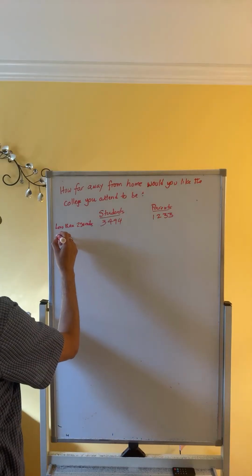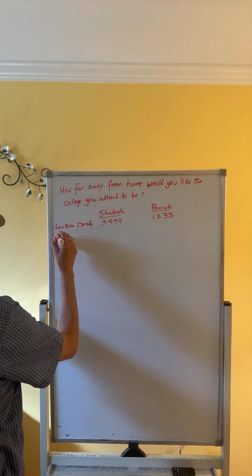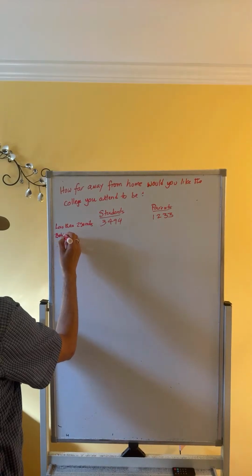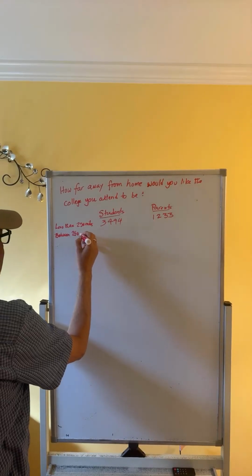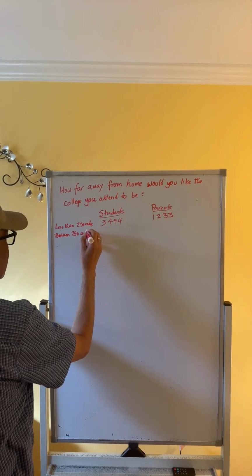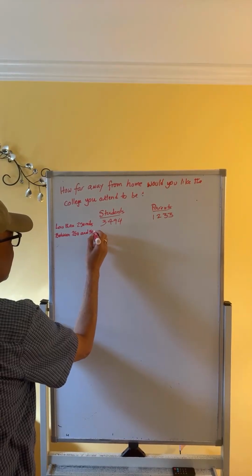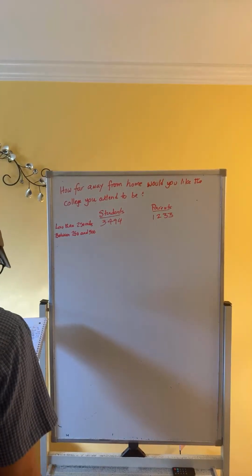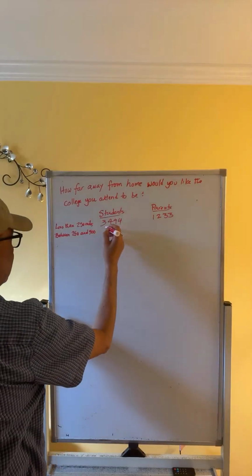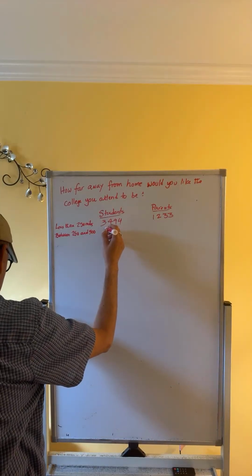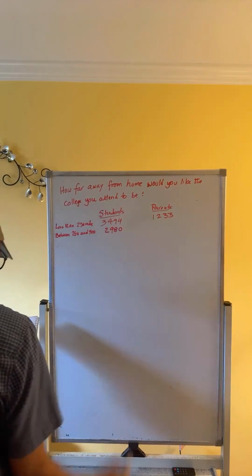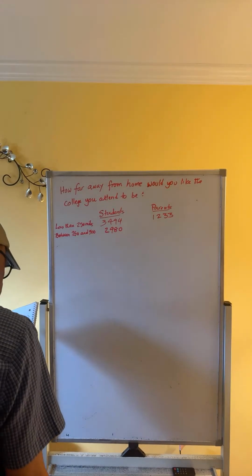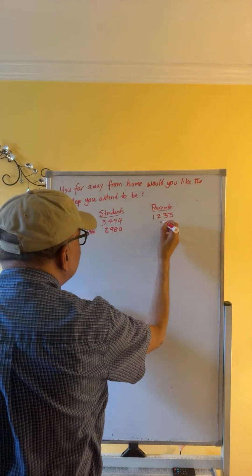Then the next category is between 250 and 500 miles. The number of students who responded to that category is 2,980. For parents, it was 796.